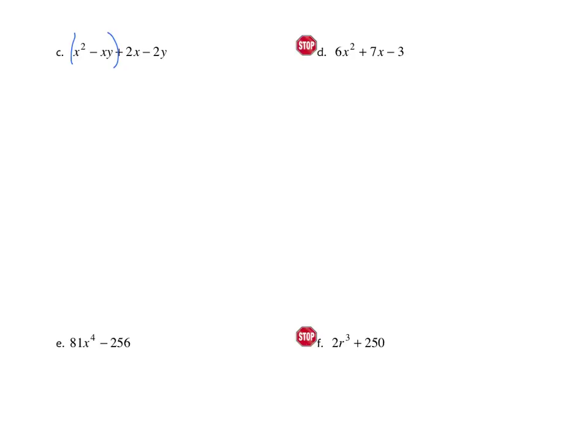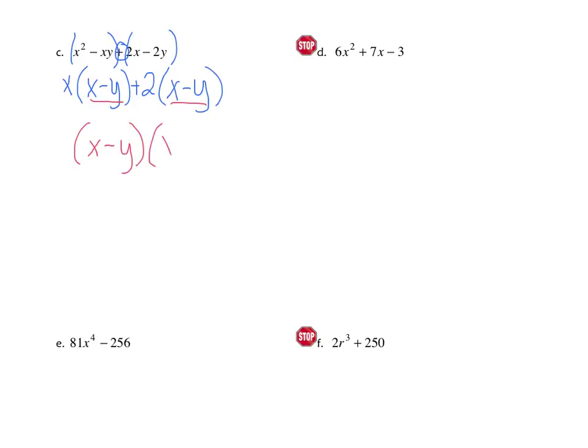What goes into x squared minus xy, and x does, and then x minus y. And then what goes into these next two, because this is a plus, I'm going to take out a plus, and we take out a 2, and it's x minus y. I should have mentioned in example B that the things that are left in the parentheses have to be identical, because that's what the 2 terms have in common. So it's like you take out an x minus y, and then you are left with an x from the first term plus 2 from the second term. Neither of these can be factored more, so we are done.